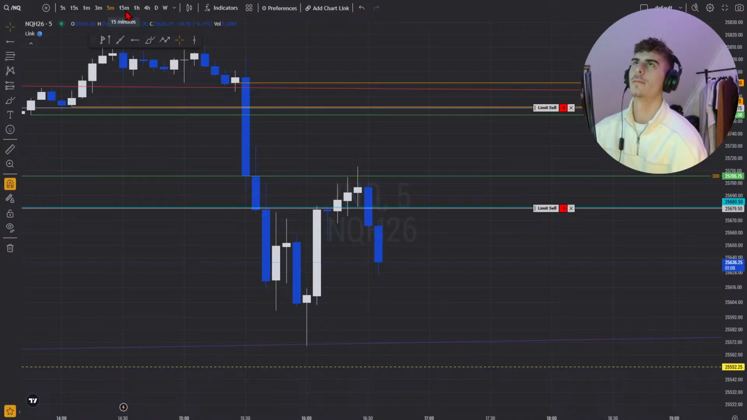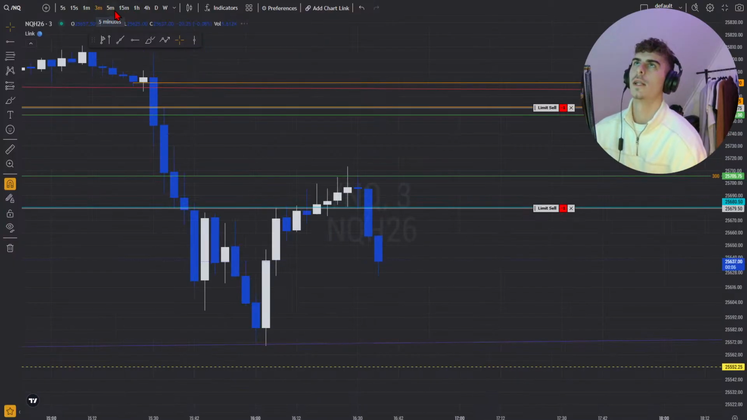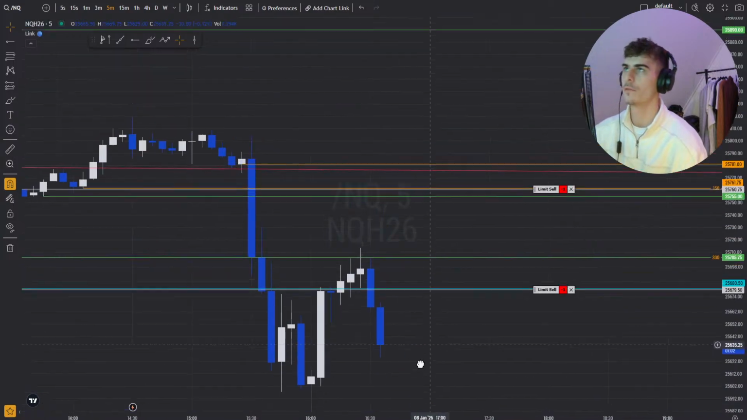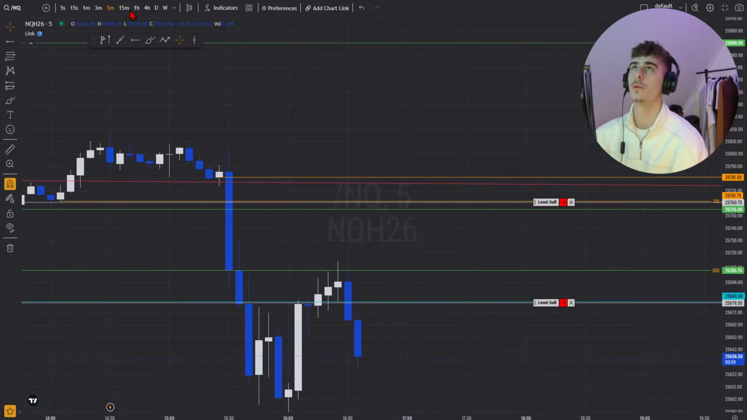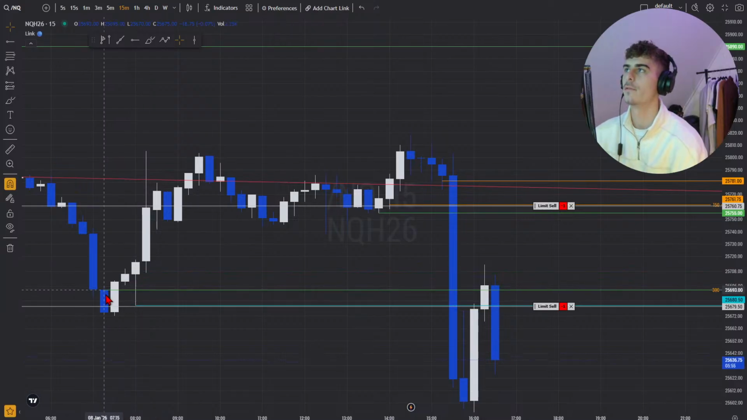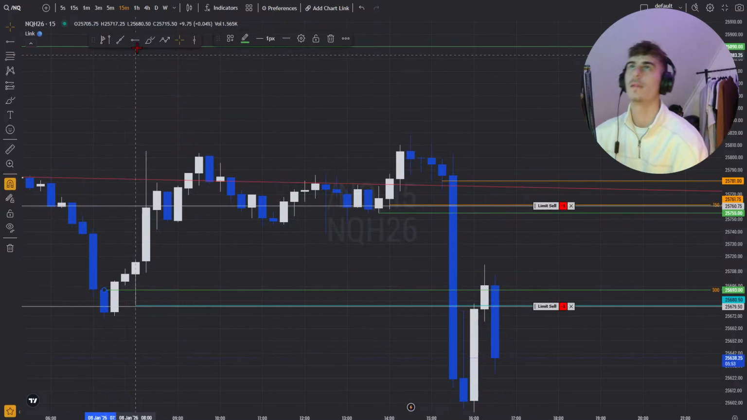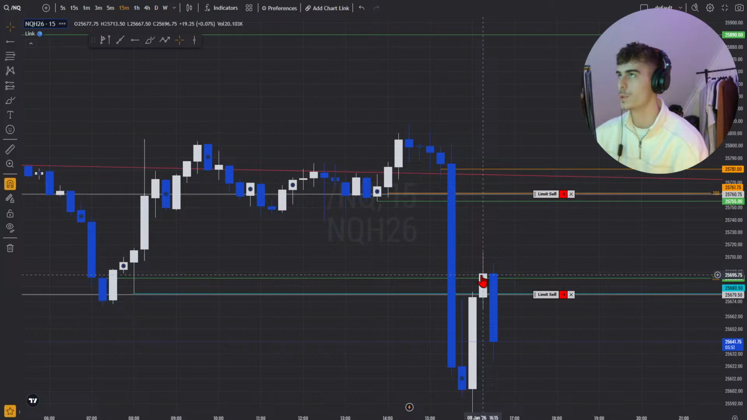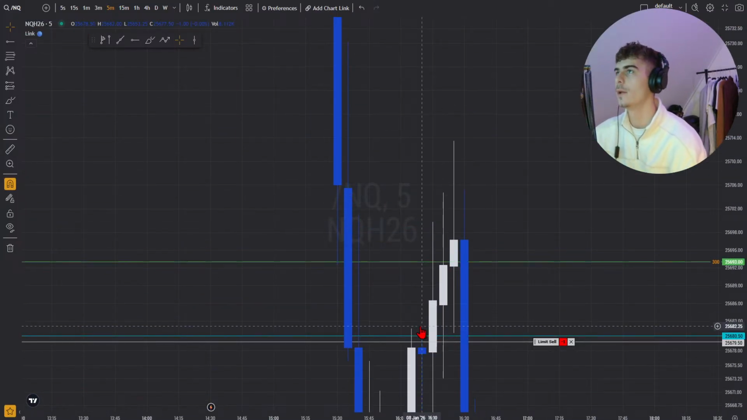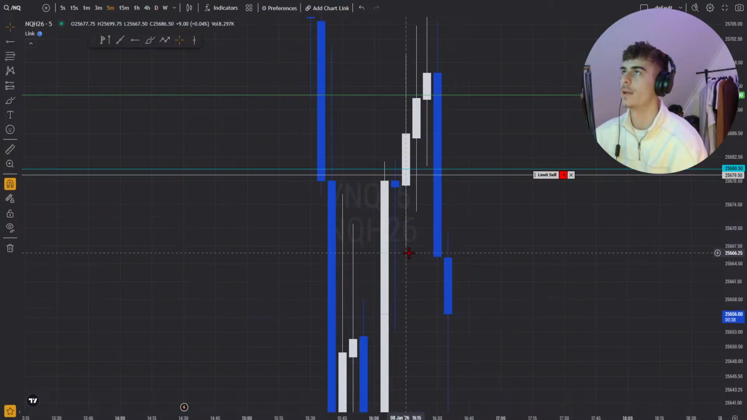And after, I didn't want to take a long over here because it was too risky, so I didn't. I was looking for shorts, which I was supposed to do. I wanted to take this level short, which I did. Then I got stopped out because we moved through, so I could take a long. I took a long on the 5-minute polarity right here. It was a perfect entry as well, but then it just dropped completely through and I took my loss.